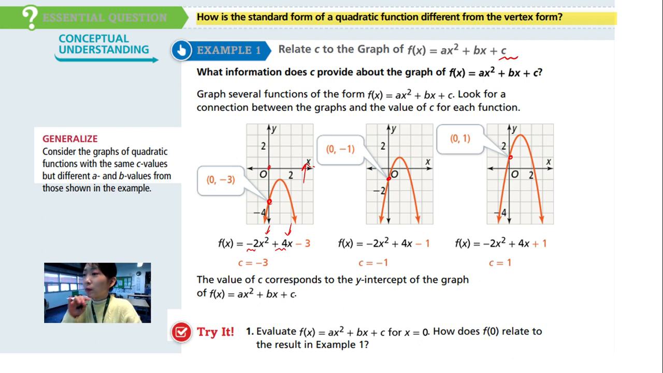Let's look at try number 1. Evaluate f of x equals ax squared plus bx plus c for x equals 0. How does f of 0 relate to the result in example 1? So plug in x equal to 0, and basically you're going to solve for the y-intercept. And how does it relate to the example? See if you can explain using the patterns you see. Pause the video and come back when you're ready for answers.